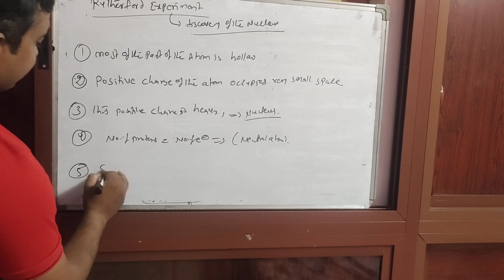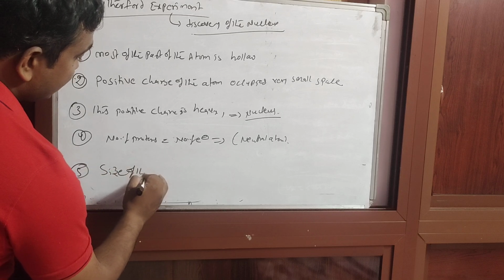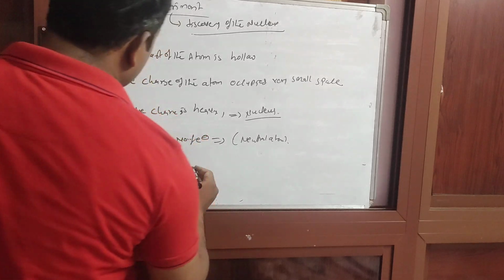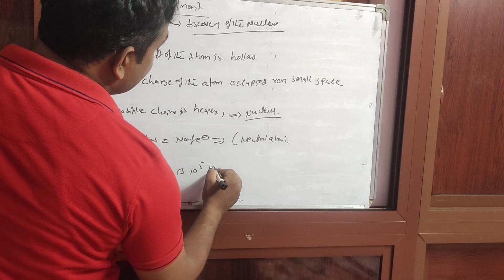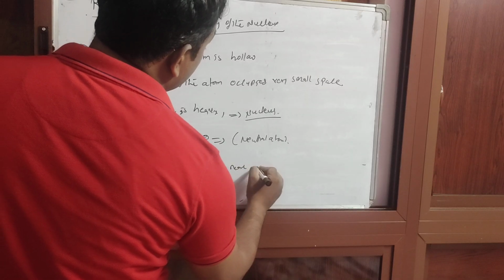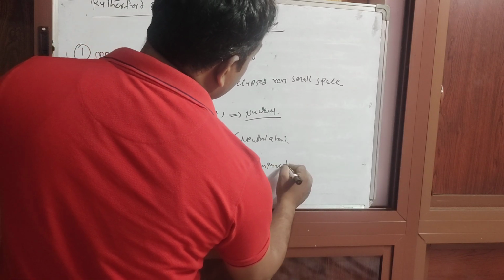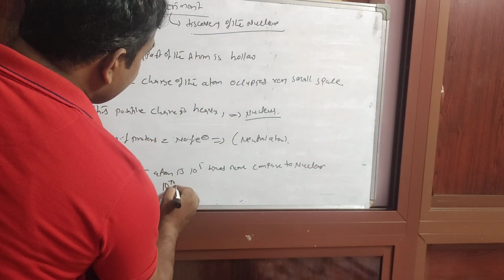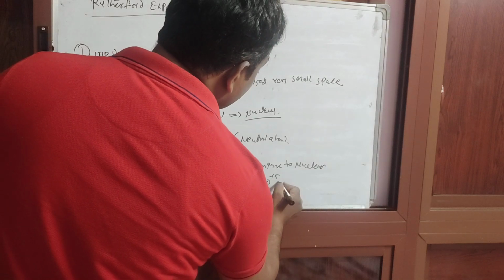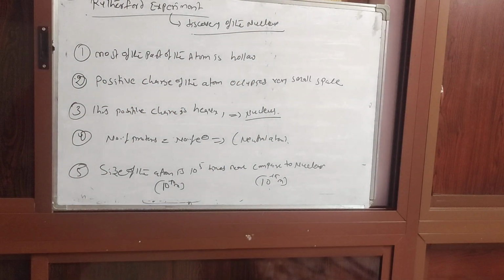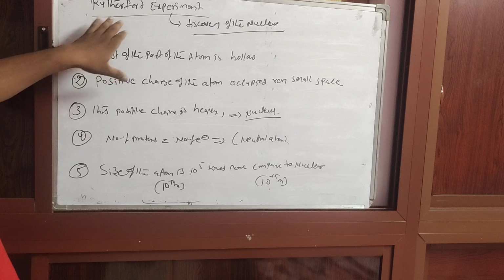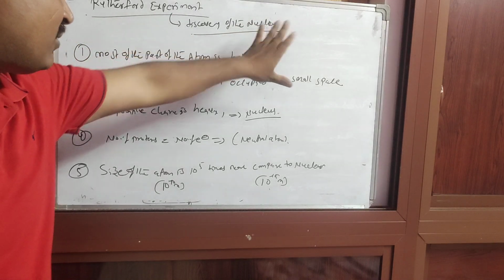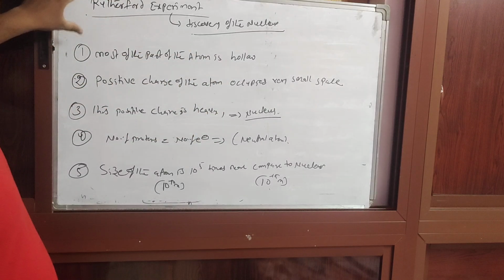The size of the atom is 10 to the power of times more compared to the nucleus, because the size of the atom is 10 power minus 10 meters, and the nucleus is 10 power minus 15 meters. These are the five observations he made. Rutherford did the experiment and named it the discovery of the nucleus. He observed these 5 points.